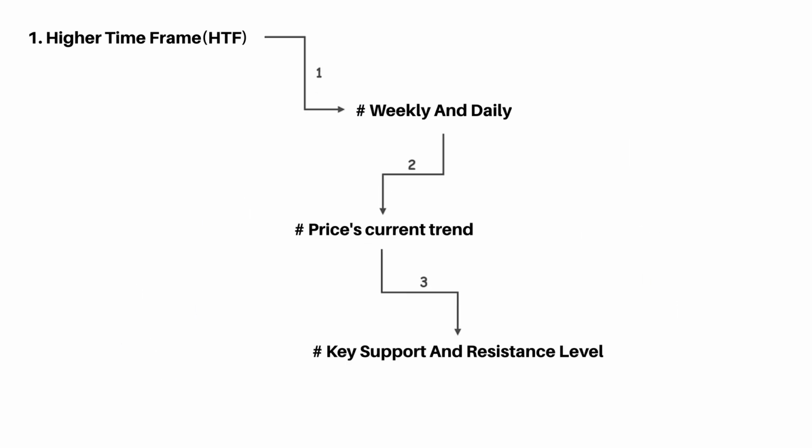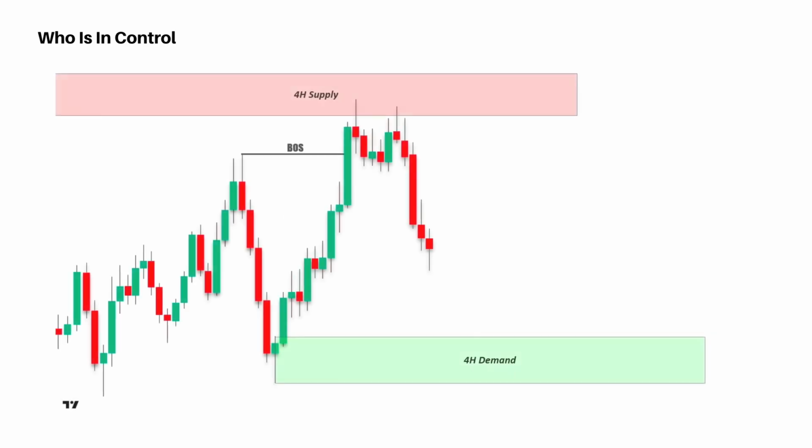The next important part of higher time frame analysis, especially if you use the daily or the 4-hour chart as your main higher time frame, is identifying who is in control, buyers or sellers. So what makes this important? Identifying which side is in control is crucial because if you don't know whether buyers or sellers are dominating the market, there's a high chance you'll end up trading against the real direction. To understand whether demand or supply is in control, we need to look at the most recent price origin.